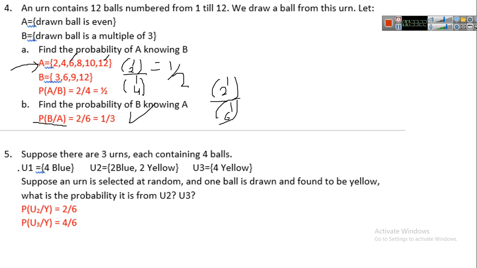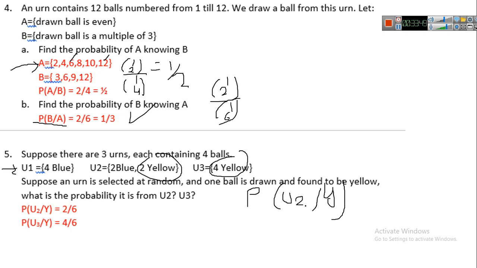Suppose there are 3 urns, each containing 4 balls. U1 has 4 blue. U2 has 2 blue, 2 yellow. U3 has 4 yellow. Suppose an urn is selected at random and 1 ball is drawn and found to be yellow. We know it's yellow, so the universe is the yellow balls. So here the yellow and here the yellow. What is the probability it's from urn 2?